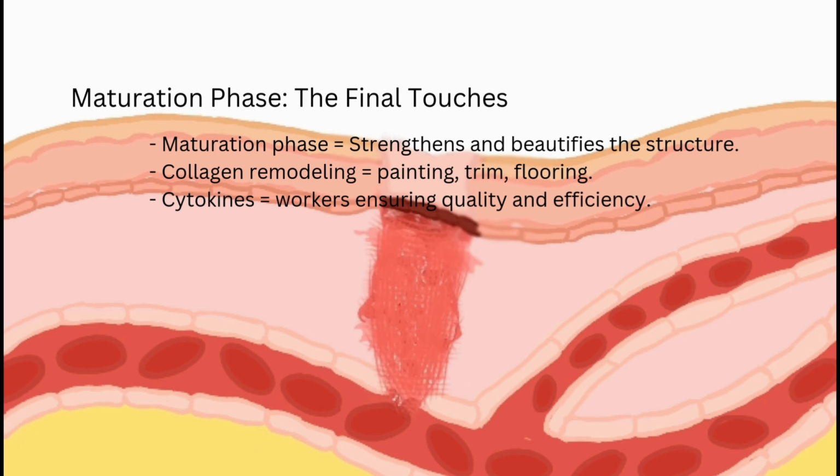Collagen and scar formation are also essential during this phase. Collagen, a major component of the ECM, is synthesized by fibroblasts. As the wound heals, collagen fibers become increasingly organized and cross-linked, forming a scar.